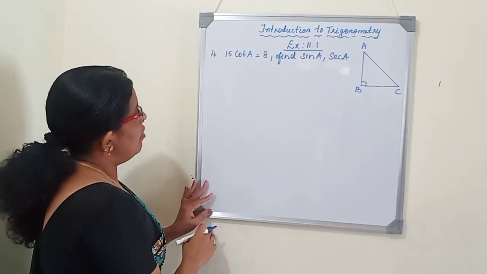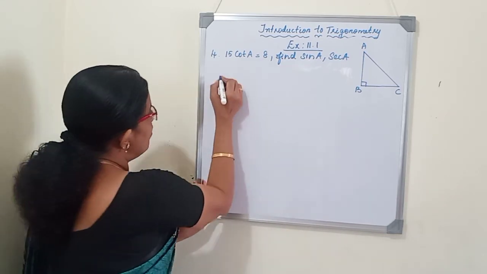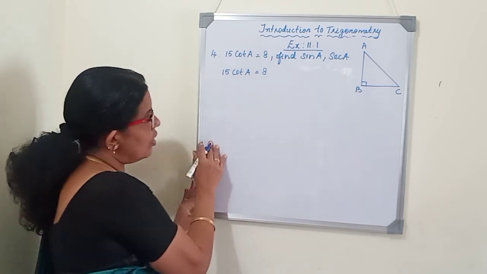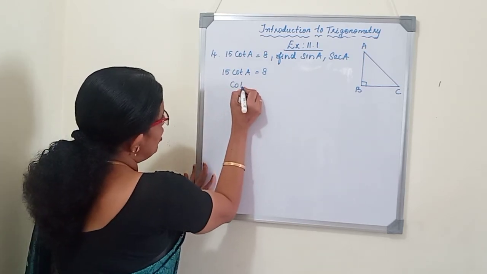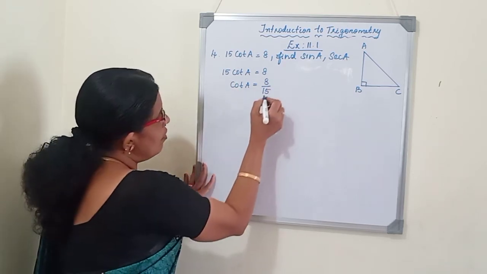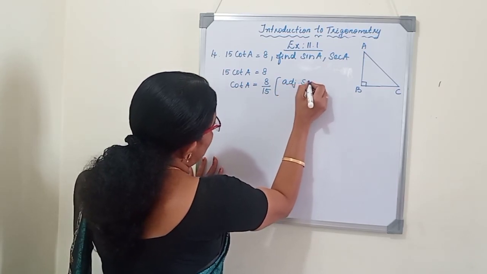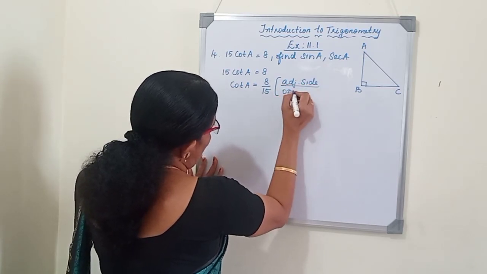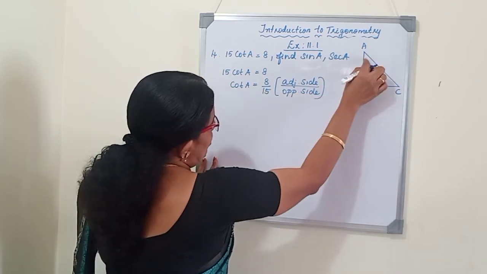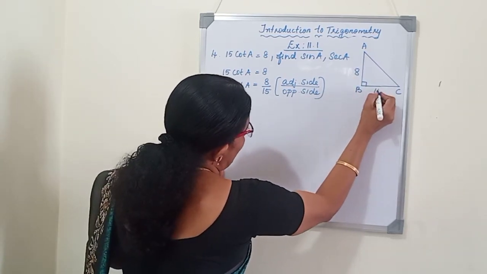Next question. If 15 cot A is 8, find sin A and sec A. It is given that 15 cot A is equal to 8. So, here we will write cot A is equal to 8 by 15. Now, we will remember the formula. What is cot A? Adjacent side by opposite side. The adjacent side with respect to A is AB, there we will write 8, and the opposite side BC, there we will write 15.